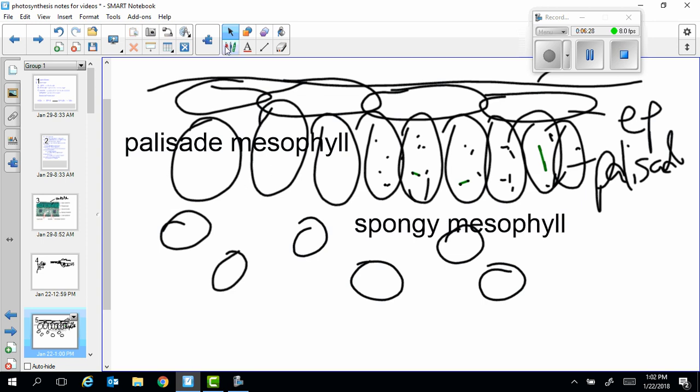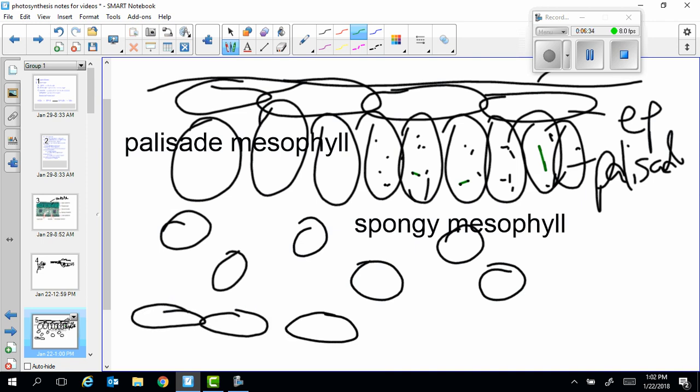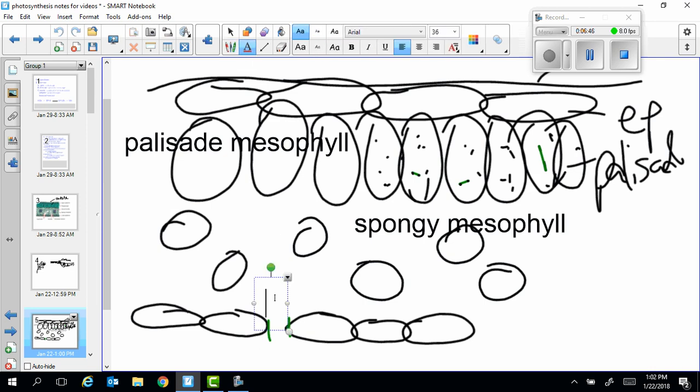All right, the next thing that I need is another epidermis. So I'm actually going to give a little space here. All right, here's my lower epidermis. And then I want you to notice this space. This space here is known as a stomate. And then the cells on either side of the stomate are the guard cells.